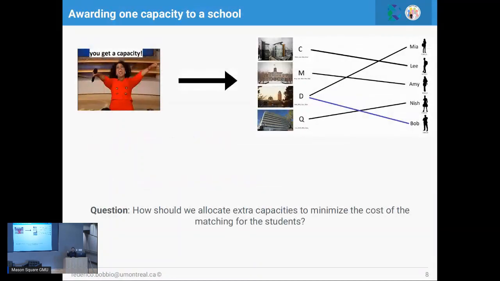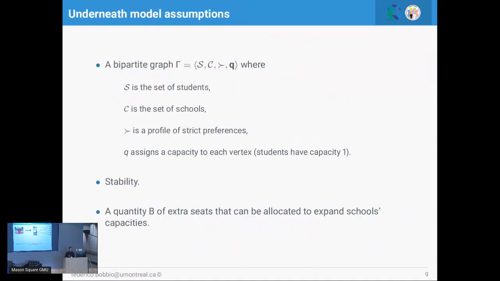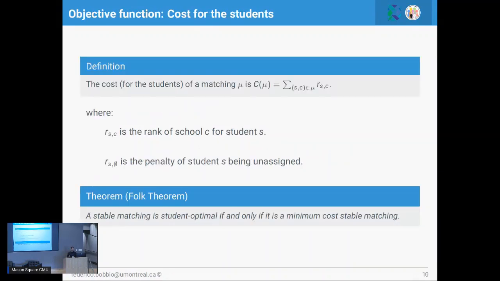Again, the problem is we have some extra capacities. The question is, how should we assign this extra capacity to ameliorate the most the outcome for the students? These are the underlying model assumptions. We have a bipartite graph with a set of students, a set of schools, a profile of strict preferences, and a capacity function. We assume that every student has capacity at most one. We have a stability condition, which is a standard base kind of fairness condition. And we have a budget over the extra capacities that we can allocate to schools. So we have set the constraints to our problem.